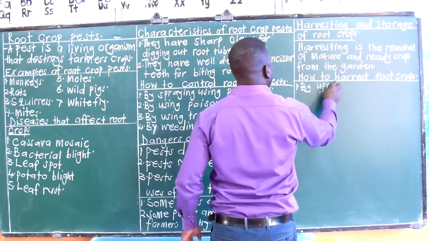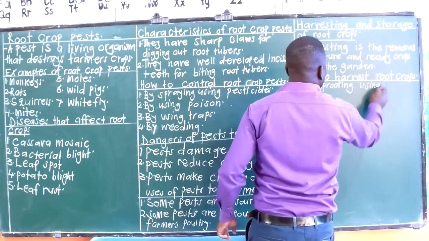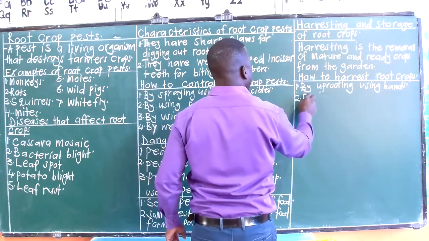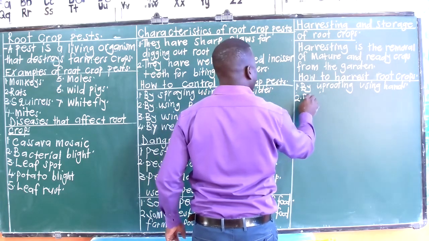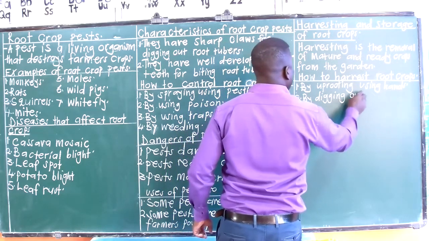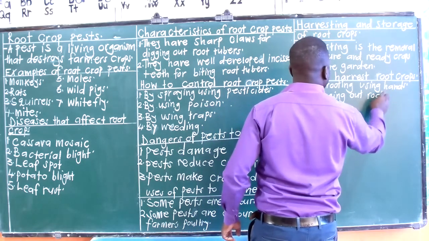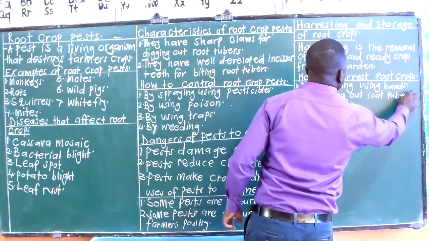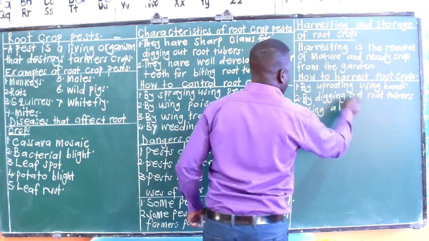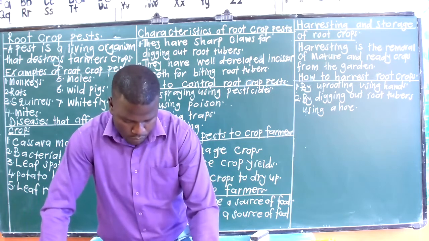By uprooting, using hands. Then you can say, by digging out root tubers using a hoe. By digging out root tubers using a hoe.